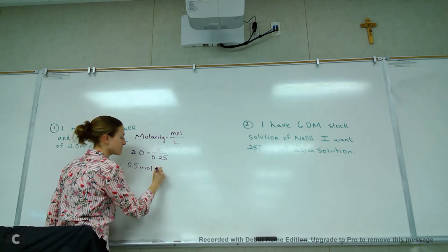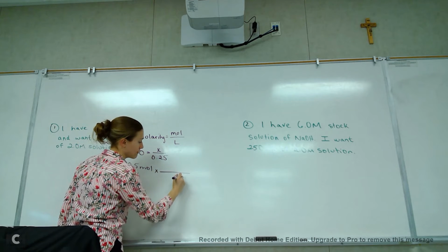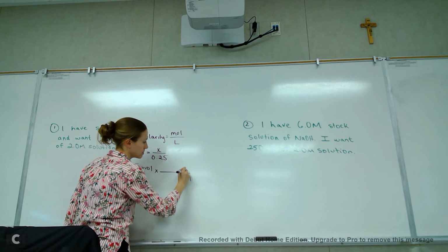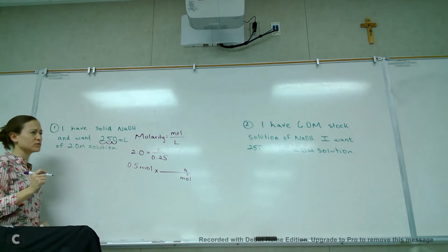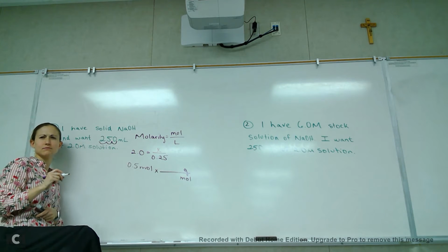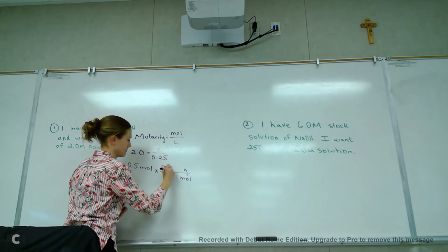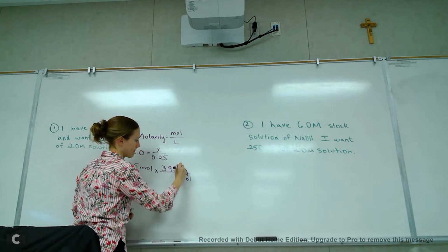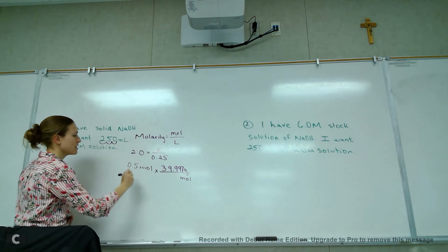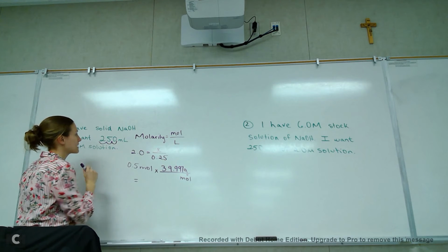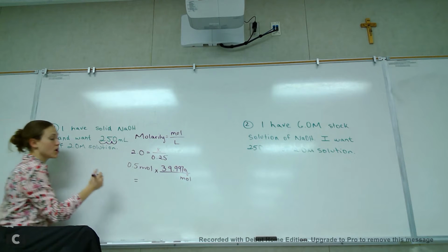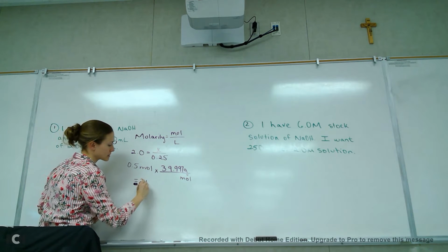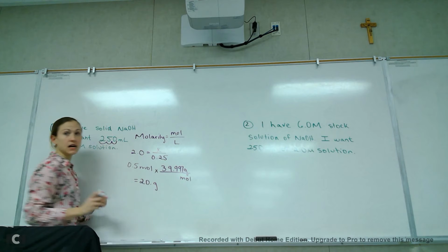So I'm going to do that by using the molar mass. So I have moles on bottom, grams up top. The molar mass of sodium hydroxide, what did you guys get? 39.97. There you go. That's fine. So when you do this and round to the correct number of significant figures, which for this problem you've got 2 and 2 here, it should be 20 grams. Is that what you guys got?